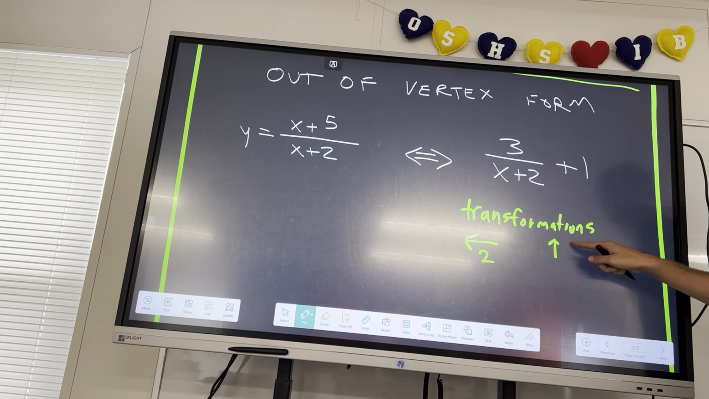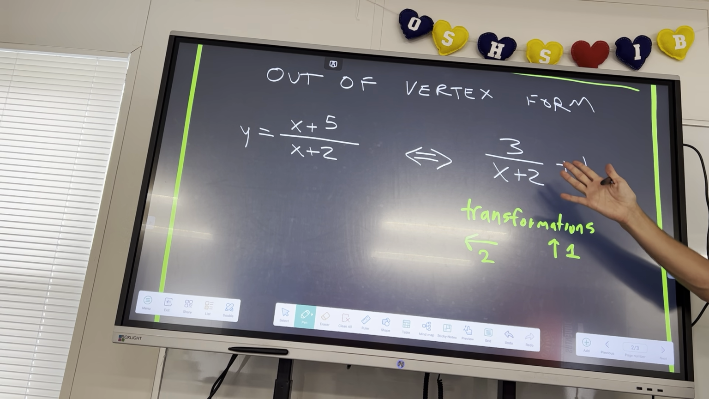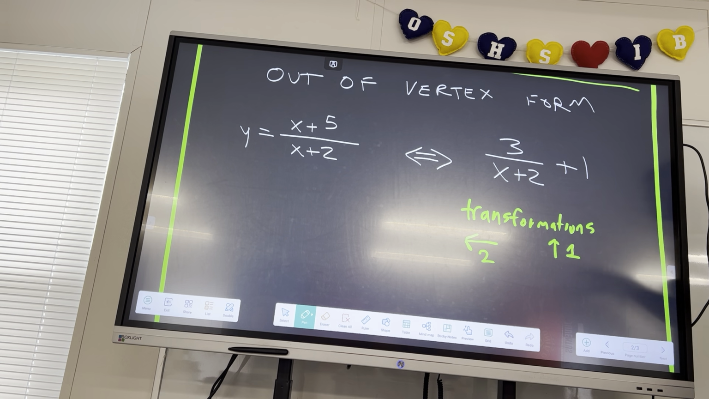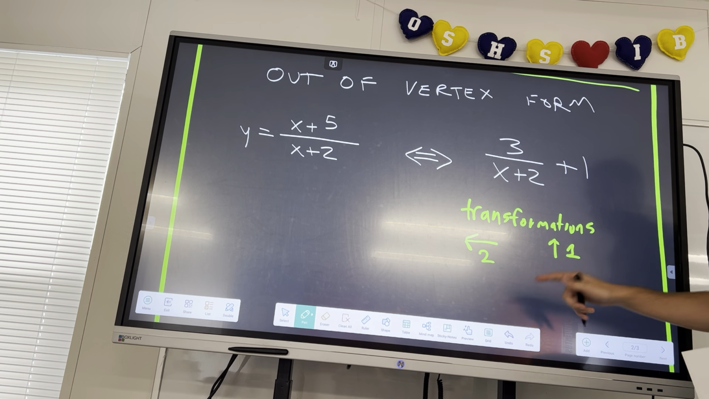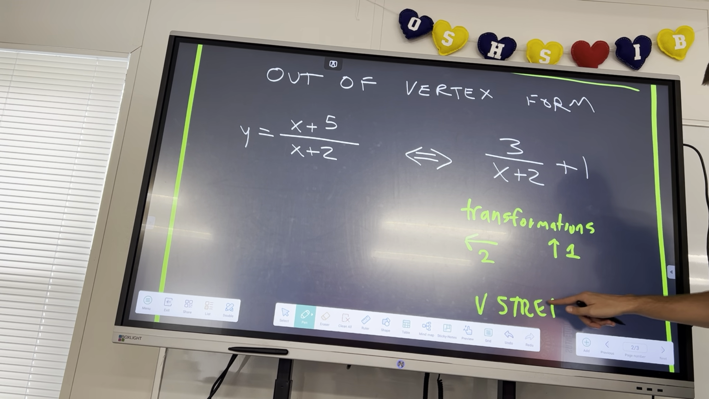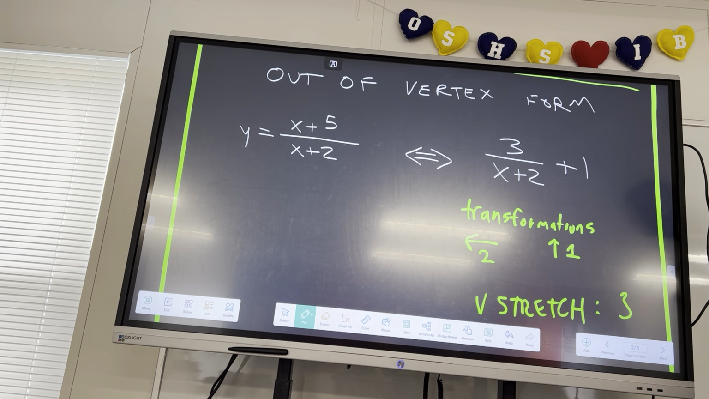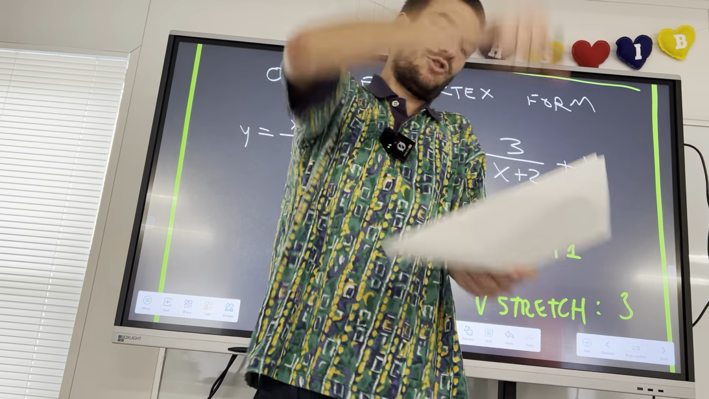Up one, of course. And there's one more thing that we need to do to transform this function. Yes, we need to do a vertical one, because we've talked about both horizontal and vertical shift. We're talking about a vertical stretch by a scale of 3. So we need to shift it left 2 and up 1, and we need to stretch it by 3.